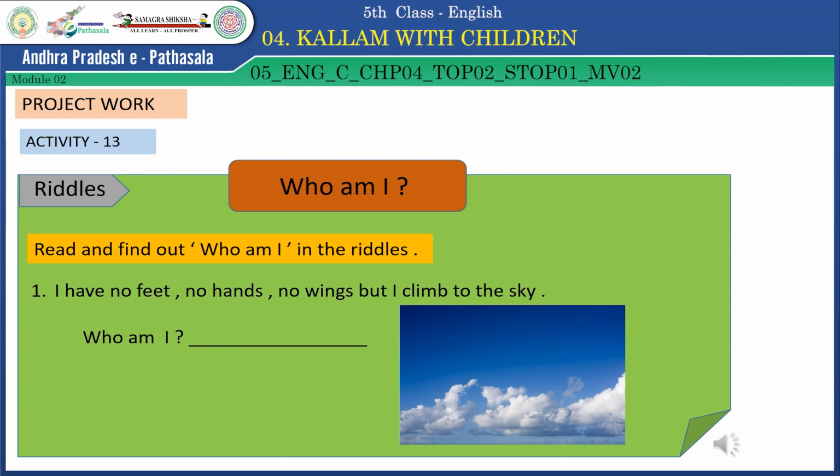Activity 13. Here are some riddles. You have to solve them. Who am I? Read and find out who am I in the riddles. The first one is, I have no feet, no hands, no wings, but I climb to the sky. Who am I?